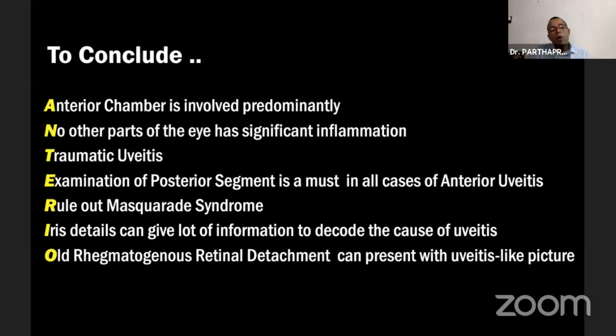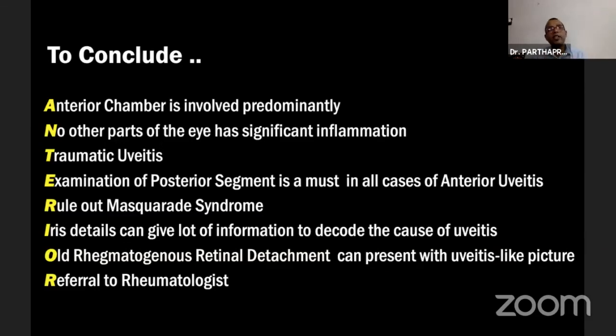An old rhegmatogenous retinal detachment can sometimes present with a uveitis-like picture. Beware, don't unnecessarily investigate the patients. Try to take a meticulous history, do a B scan, and then come to the diagnosis. Last but not the least, in many cases you need to send the patient to a rheumatologist, be it a case of HLA-B27 or, as I mentioned, JIA-associated uveitis.